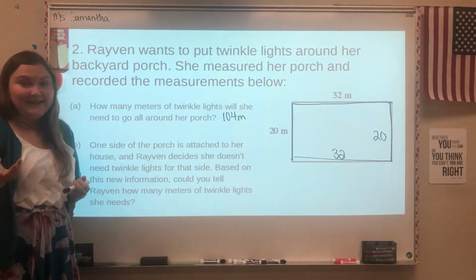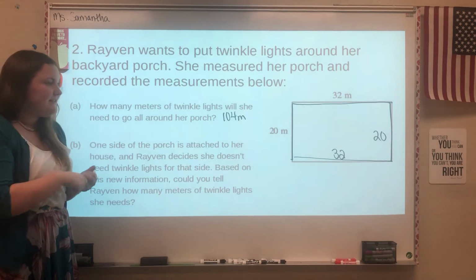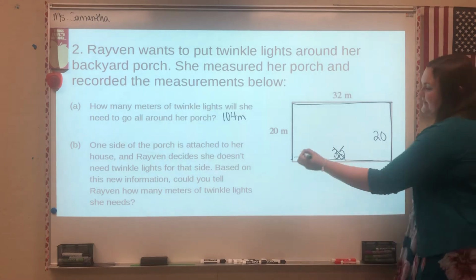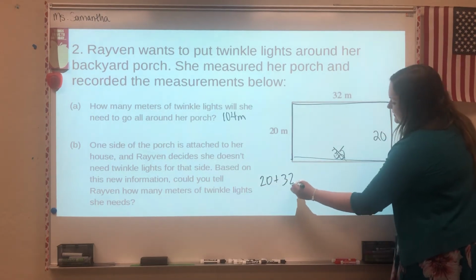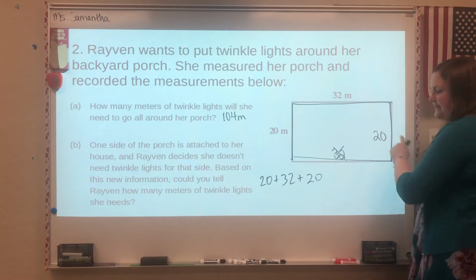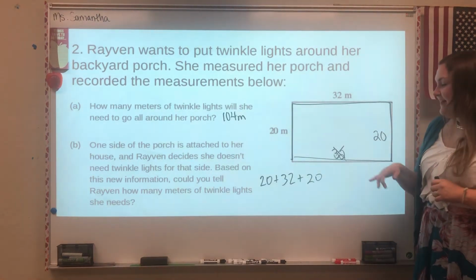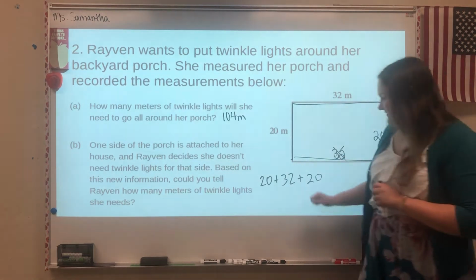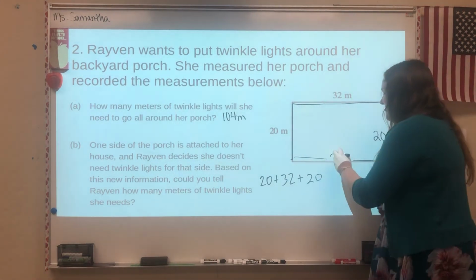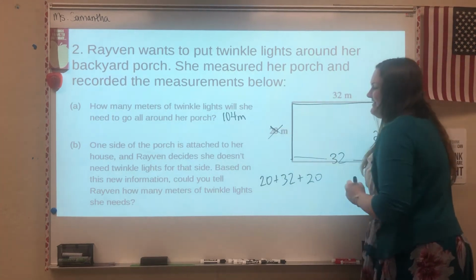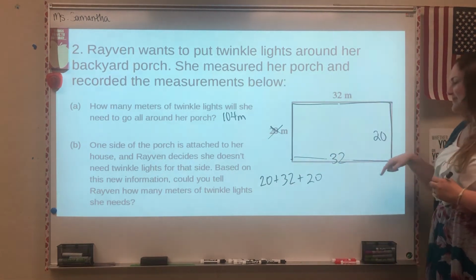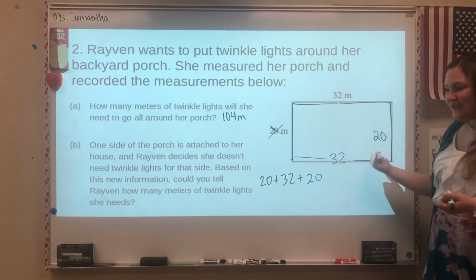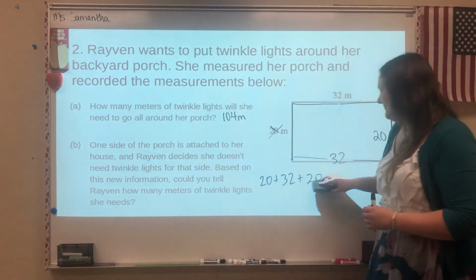The two most common answers I saw to the homework question that was similar to this was saying, well, yeah, she doesn't need one side. So we could say 20 plus 32 plus 20. Just add up those other sides. That's how much she needs. That's the strategy a lot of students used, but not everyone got rid of this side. Some students, instead of saying she doesn't need this side, said she doesn't need this side. We need to add 32 plus 20 plus 32. That's the answer.